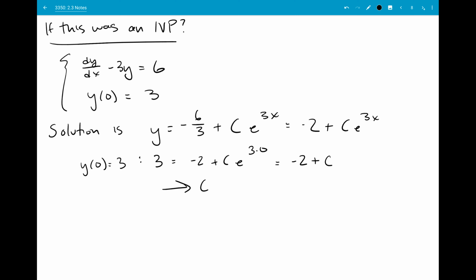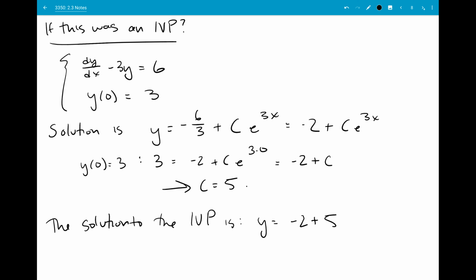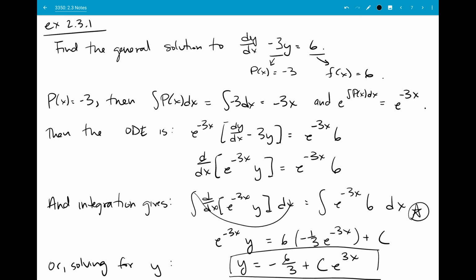And you would find that c is 5. So the solution to the initial value problem is y equal to negative 2 plus 5 e to the 3x. To find just the general solution, that thing we found with the unknown constant in it was enough. I know that this whole general solution, initial value problem solution can kind of come out of nowhere.